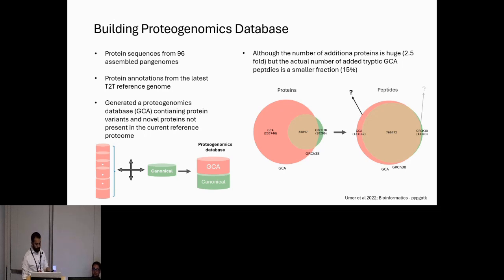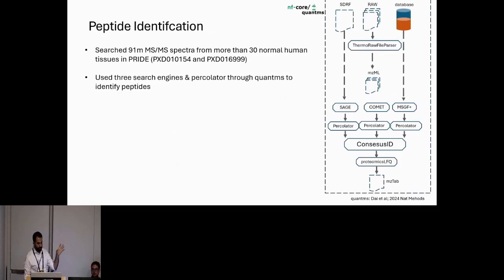To search this data, we use the CompMS pipeline that was recently published. It's quite nice because it allows you to use multiple search engines, and it takes SDRF as input so that you can annotate your data sets. And then at the end, you get mzTab output. So we select two big data sets from PRIDE or ProteomeXchange, and these contained more than 90 million spectra, covering more than 30 normal human tissues.